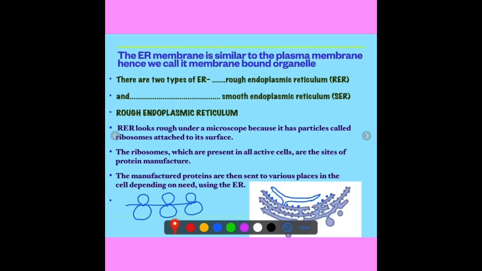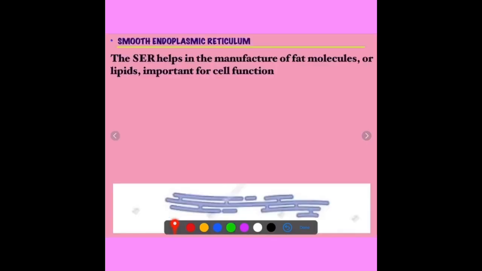The cell needs lot of proteins, fats, lipids, and these are used at various places. So the manufactured proteins are used by the cell. Let us see what does the smooth endoplasmic reticulum look like. This is the smooth endoplasmic reticulum. You can draw a diagram like this, and see, they do not have any ribosomes. They manufacture fat molecules, or we call them lipids.